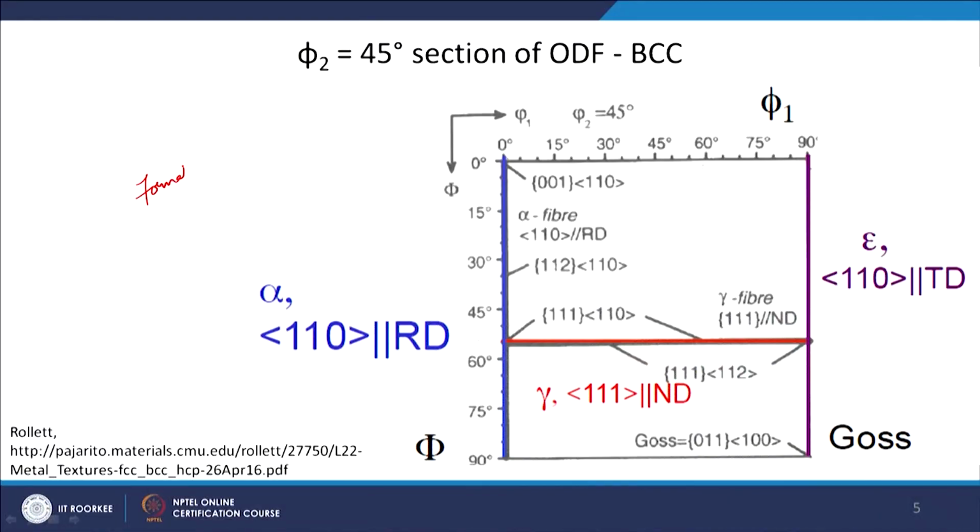of the steel material. Okay. So, if you want formability, then one of the most important sections to look at from all the slices of the ODF is where the phi 2 is 45 degree section. Okay. And if you do that, you can see that phi 1 is here from 0 to 90, phi is there from 0 to 90, and phi 2 is equal to 45 degree here, in which you can see both the alpha fiber, okay, the gamma fiber, okay, another epsilon fiber is there, and you have a gauze texture.